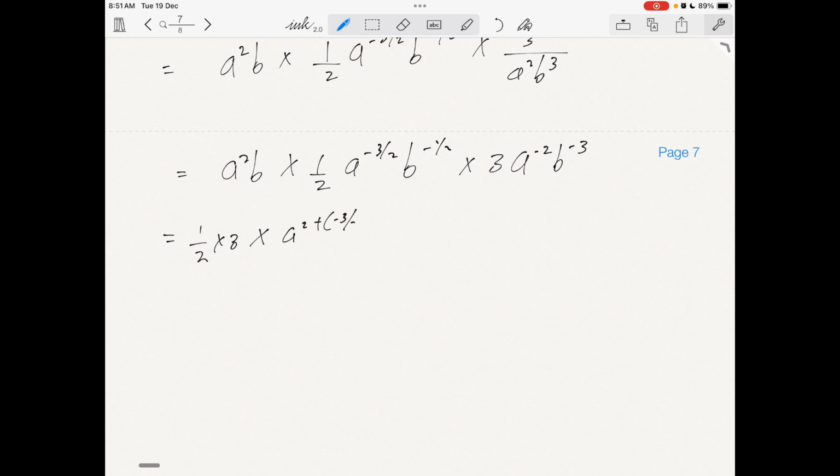Plus minus 3 over 2, plus minus 2, multiplied by b to the 1, because it's raised to power 1, plus minus 1 over 2, plus minus 3. So with that we have 3 over 2. So this will have 2 minus 2, 2 minus 2, that's 0. 0 plus this, plus a raised to power minus 3 over 2.